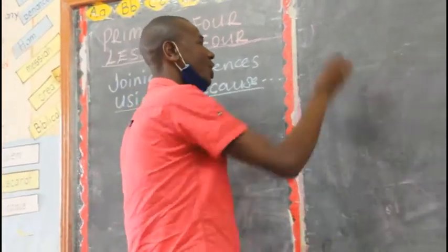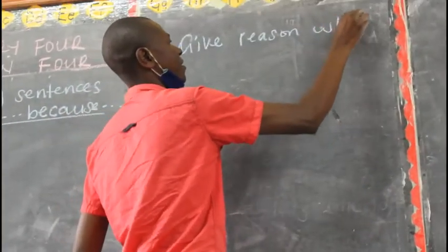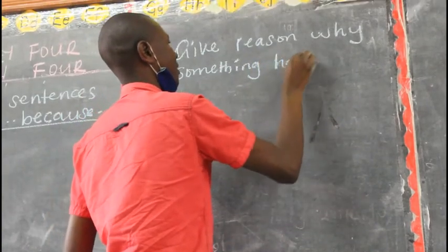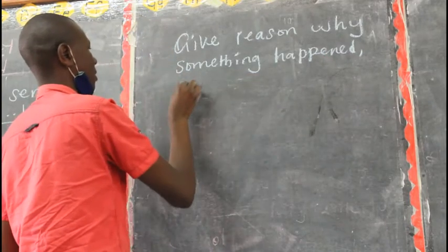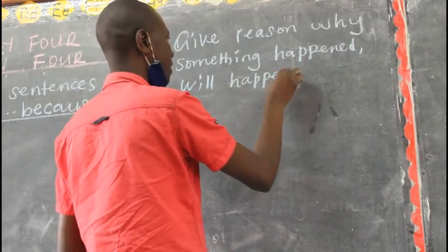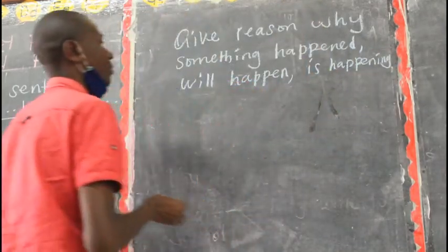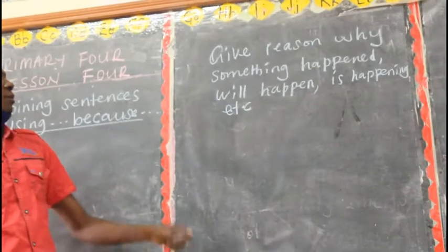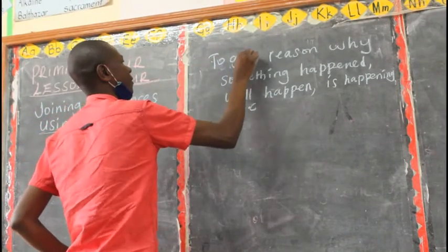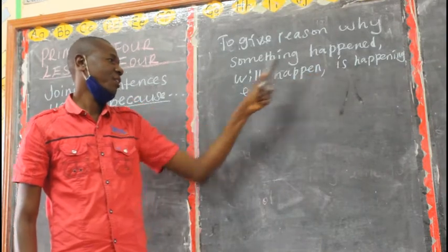We use the word because to give reason why something happened, will happen, is happening, etc. To give reason why something happened, why something will happen, why something is happening, etc.